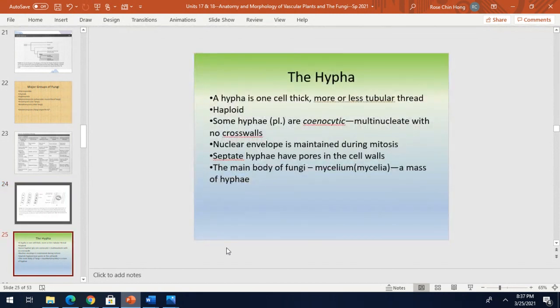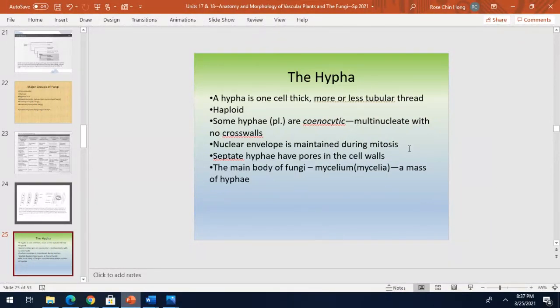Okay, so what is the hypha? The hypha is one cell thick. It's more or less a tubular, thread-like structure. It's haploid. And some of the hyphae, which is the plural of hypha, are coenocytic, which we talked about: they have no cross walls. So they're multinucleate. All right.